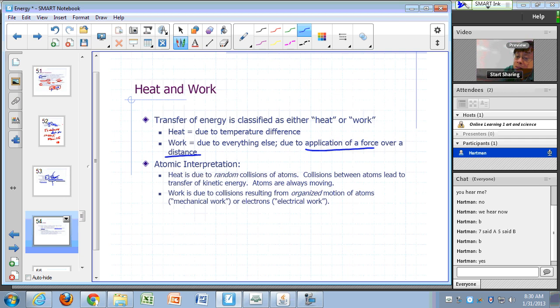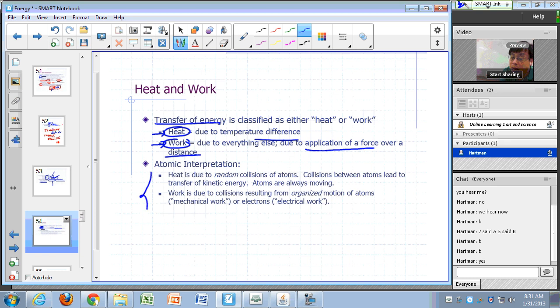Now, like I said, transfer of energy can be classified as either heat transfer or transfer by work. Anytime energy is transferred as a result of a temperature difference, if you're putting something hot next to something cold and energy is transferred, that's heat. Everything else, any other way of transferring energy, is classified as work.